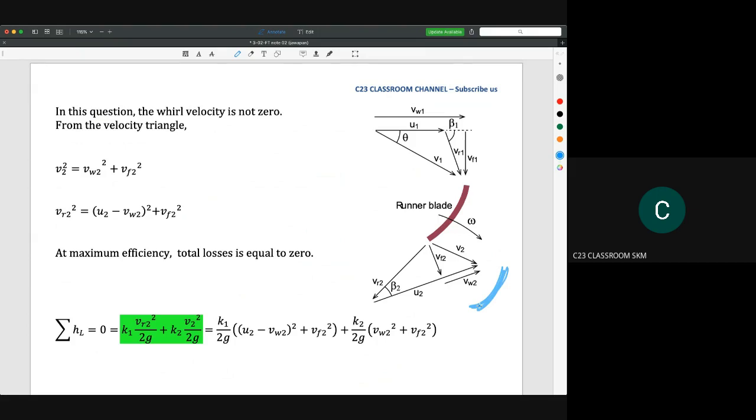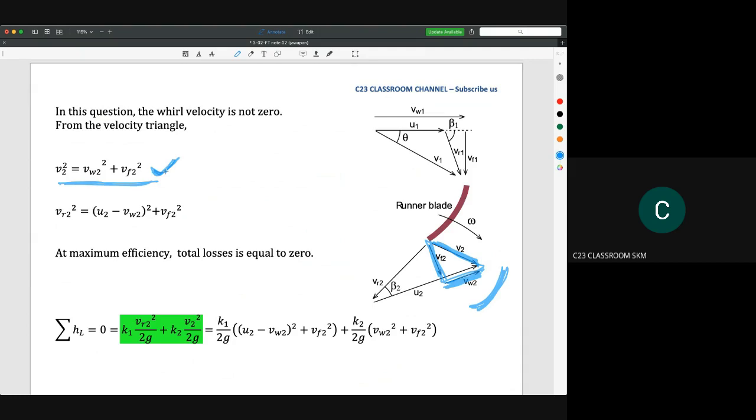And then we could make a trigonometry here. I think you already agree that V2 square is equal to VW2 square plus Vf2 square, because we have this one. So we have the U2 here, V2 here, and then we have VW2 here and Vf2 here. So this is the triangle. We could write the vector like this one. And then we have the VR2.